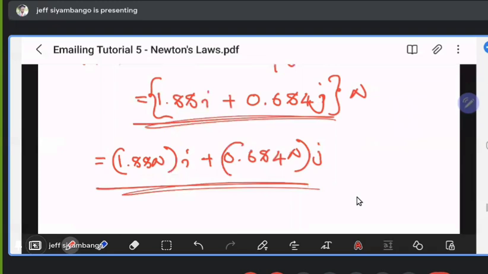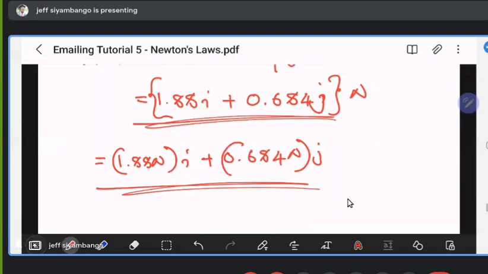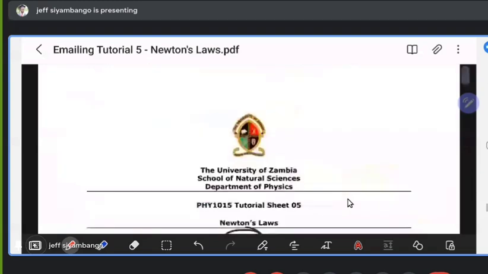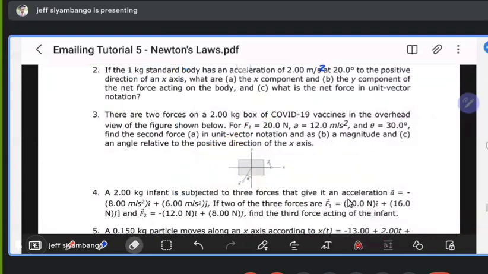Okay, so any questions so far? Okay, so yeah, these are the questions that we are seeing here. They are nice, not very complicated, but they seem interesting.